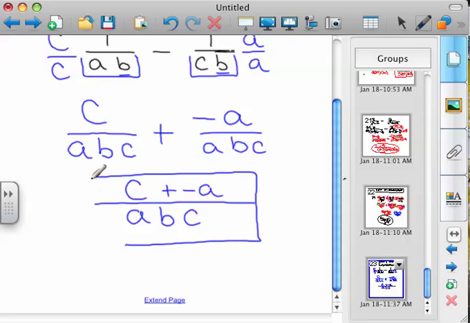And so this is a simplified expression. There's not much more we can do to that. Okay. On the next part, I'll show one a little more complicated than this.